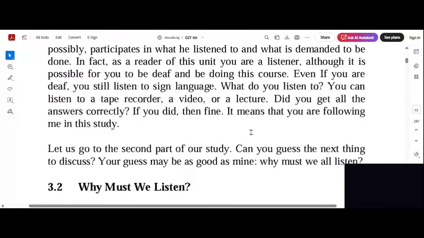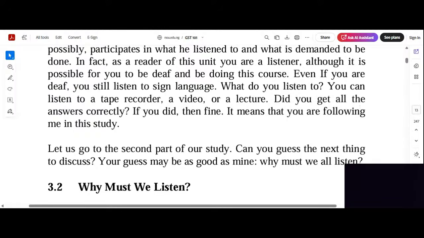Now, let us go to the second part of our study. And that will be, why must we listen? Now that I've understood who a listener is, which qualifies me as a listener, I am a listener. Why? Because a listener is anybody who is capable of listening to anything said and possibly participate in what is being said and what is demanded to be done. So I know that I am now qualified to be a listener, that even if I'm a deaf person, I can still listen through sign language. I have known all that now.